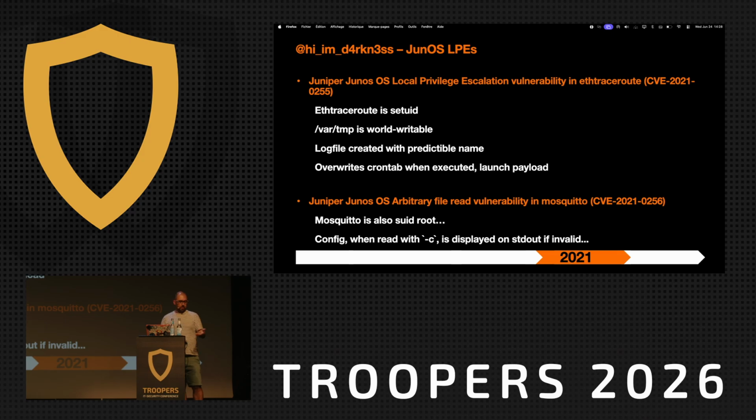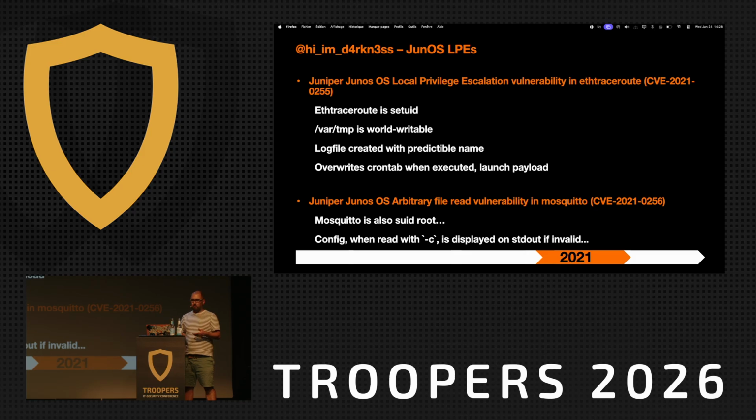Now with some other researcher, someone called Heim Darkness published two local privilege escalations for Juniper JunOS. Those were published like 5 years ago. The first one was using ETH trust root. ETH trust root is an open source component that is used by Juniper on their system.